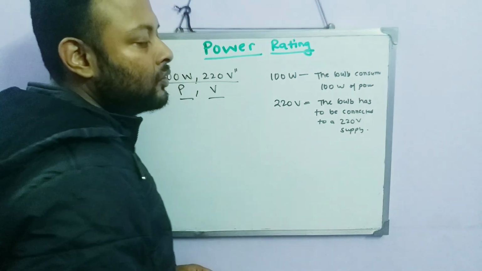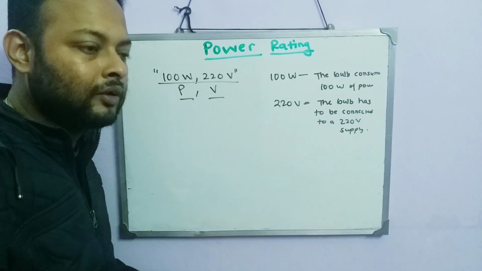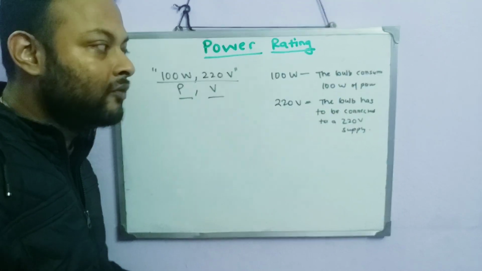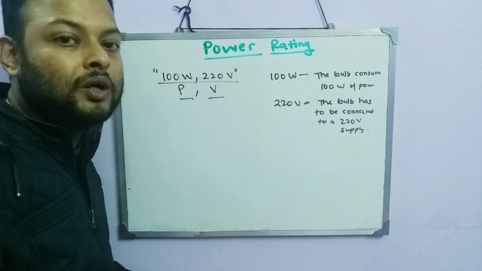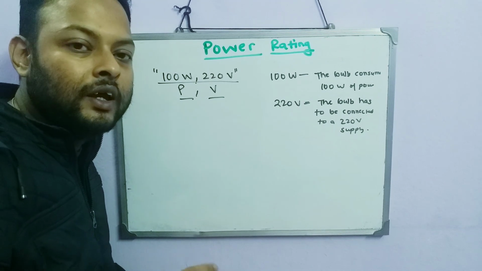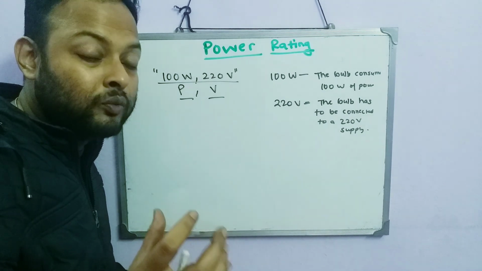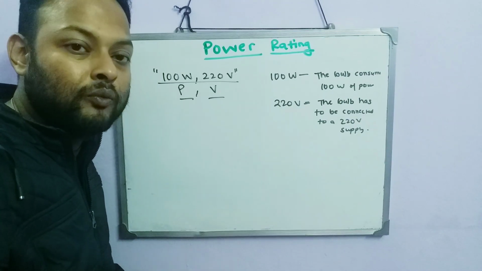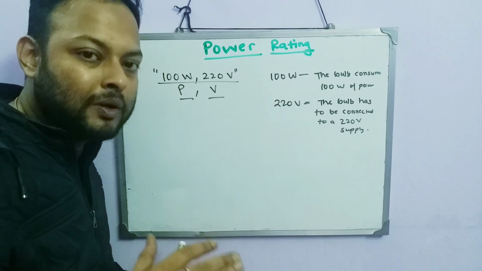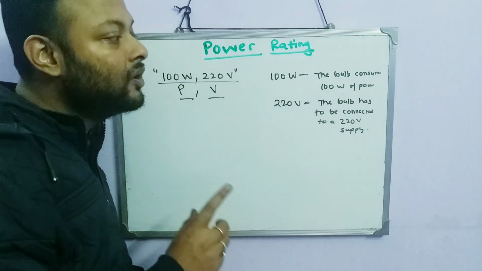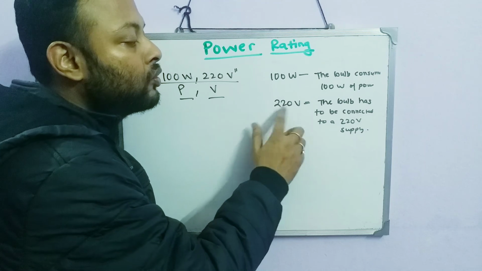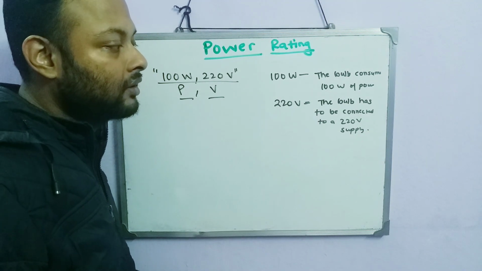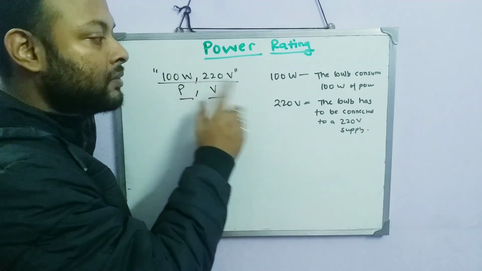Achha, what happens if I don't have a 220 volt supply? Then will the bulb glow or not glow? Basically, if we don't give 220 volt, the bulb will still glow, but in a very dim way. It will not be glowing very brightly. So the bulb will glow to the maximum extent when you have connected it to a 220 volt supply. Okay, so these two values mean this.